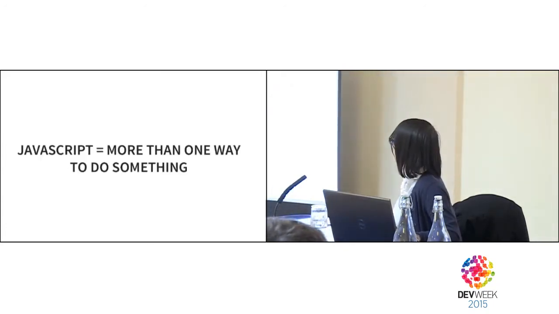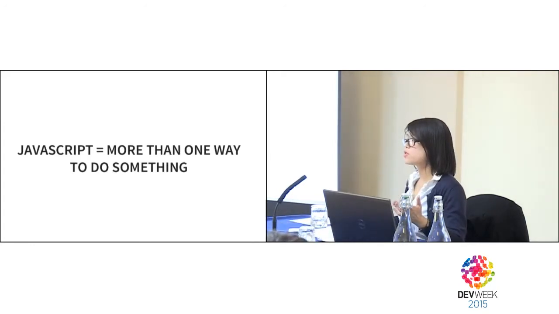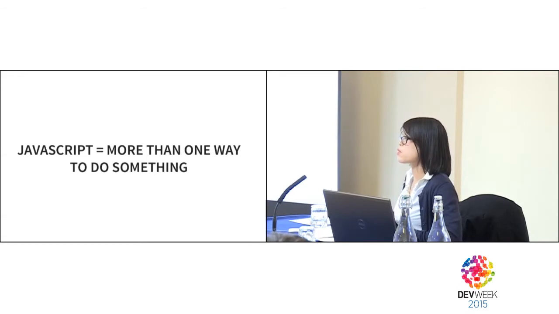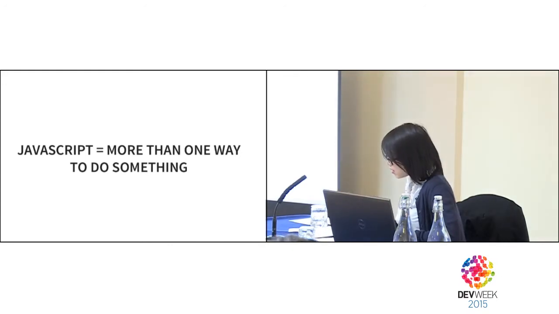Conclusion. JavaScript, more than one way to do something. We see this in the MVC framework world. There are like how many MVC frameworks? Probably more than we care to learn. And we see this in drawing too. We drew that circle like 3 different times.